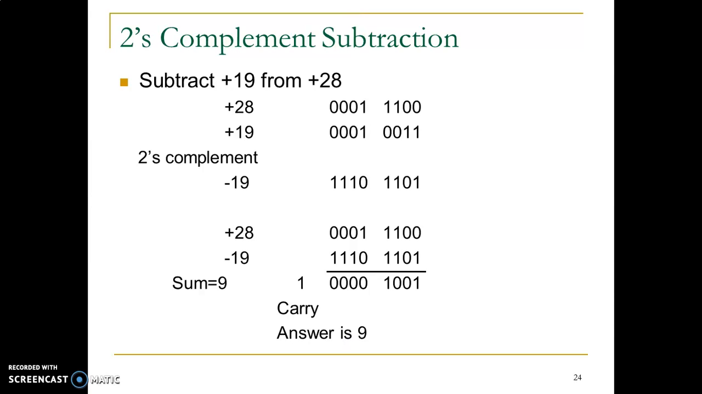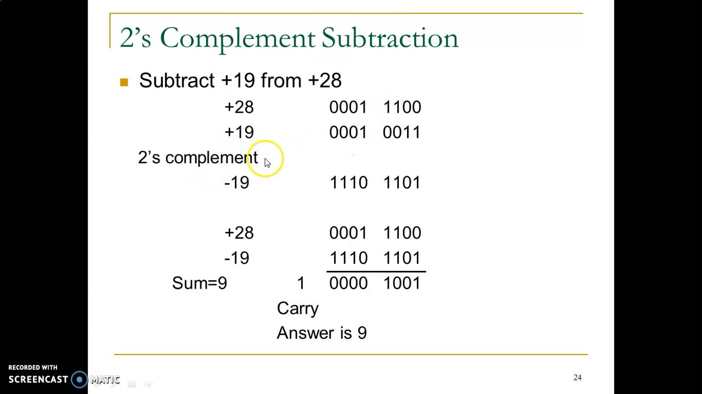Next we will see subtraction in 2's complement form. Again here both the numbers are positive numbers. We are going to subtract 19 from 28. This is a positive number, this is also a positive number. So consider the case where 19 is to be subtracted from 28. The binary equivalent of 28 is written here, the binary equivalent of 19 is written here.